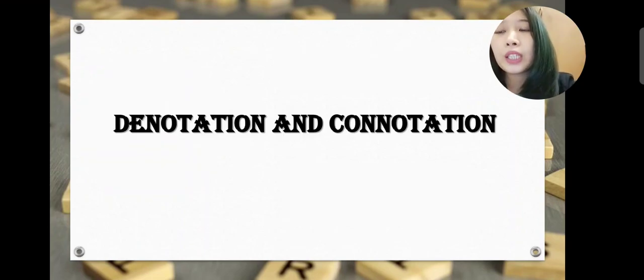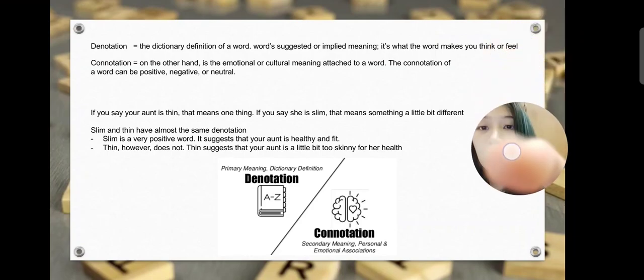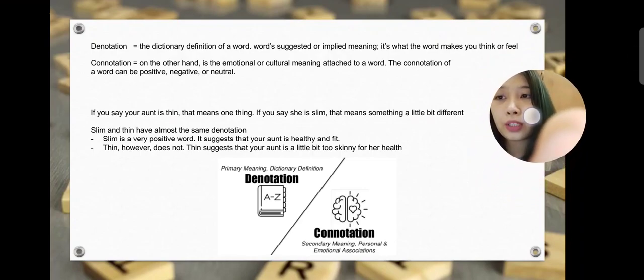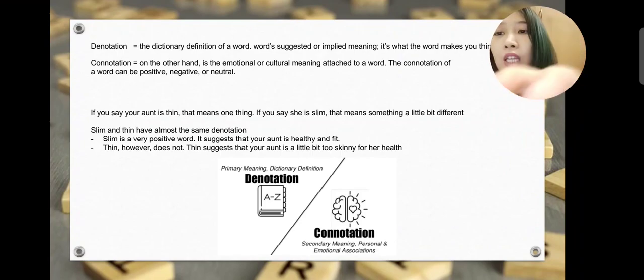Third, we will get into denotation and connotation. Denotation is the dictionary definition of a word. Connotation is a word's suggested or implied meaning. It's what the word makes you think or feel. Connotation, on the other hand, is the emotional or cultural meaning attached to a word. The connotation of a word can be positive, negative, or neutral.